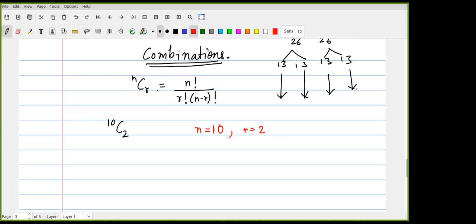Okay. So let us use this formula now. 10C2 is going to be 10 factorial upon r, which is 2 factorial, into (n minus r) factorial. So this is going to be 10 factorial upon 2 factorial 8 factorial. Now both of you can start solving this further and let me know what is the answer. Yes, 45 is the answer. 45. Okay, 45 is the answer.